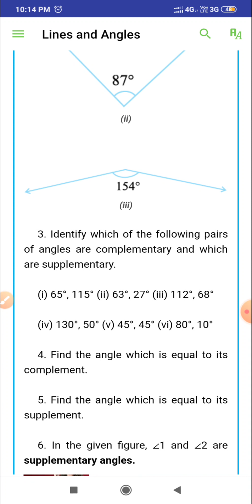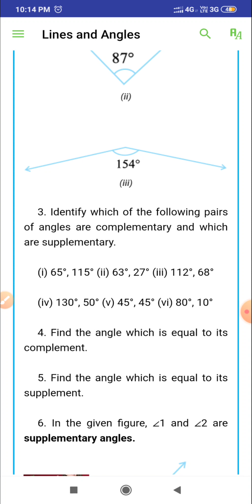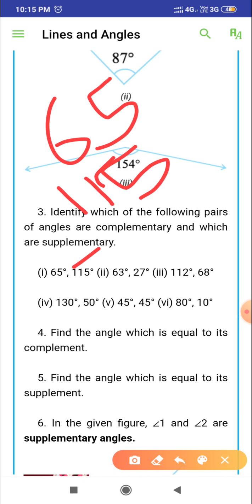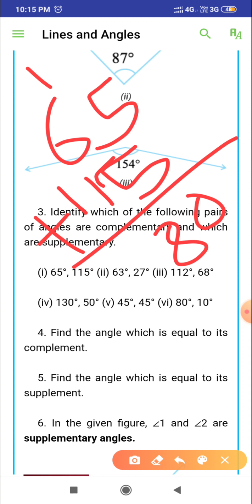So to identify which pair is complementary or supplementary, we have to add the pair of angles, and the first pair is 65 and 115 degrees. So we add these two angles, and their sum is 5 plus 5 is 10, carry 1, 6 plus 1 is 7, 1 is 8, so 180 degrees. So the sum of the first pair is 180 degrees. So this pair is a pair of supplementary angles.